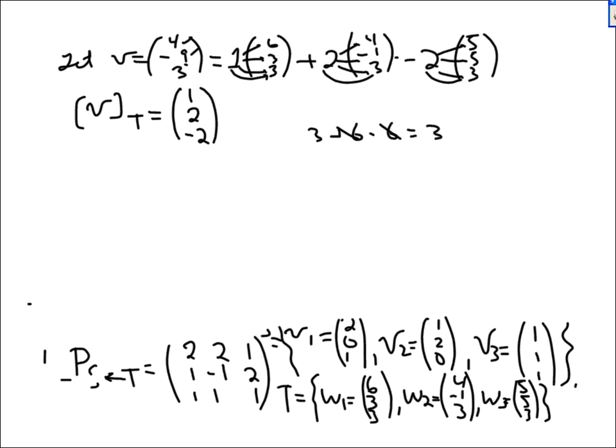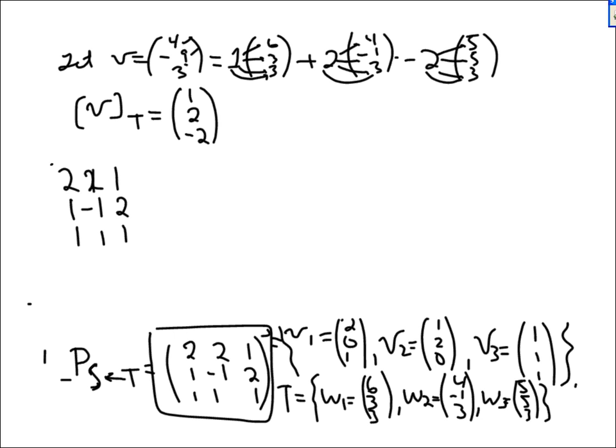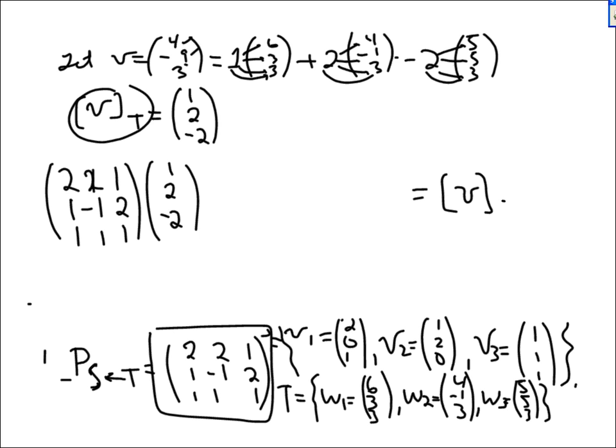That's the coordinates. Okay. So now I claim that this matrix at the bottom left will convert things to basis S. I'm saying that if I take 2, 2, 1, 1, negative 1, 2, 1, 1, 1, this matrix down here, and I multiply it by the coordinates of vector v with respect to basis t, what I'm going to get is the coordinates of v with respect to s. Well, let's see if this is right.